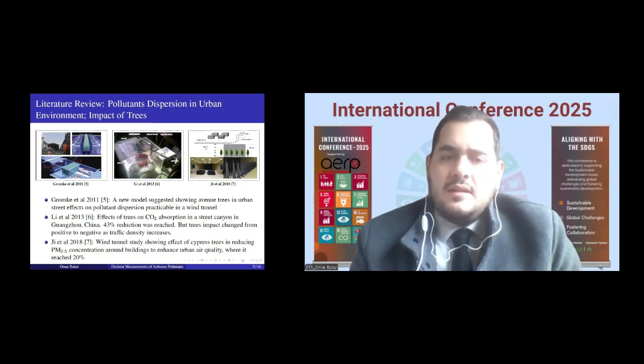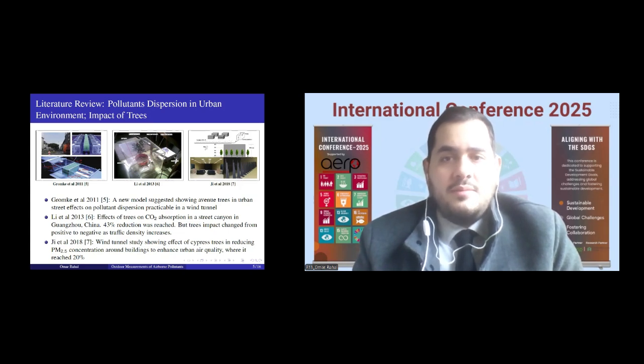For the last one, a wind tunnel study was done to show the effect of cypress trees in reducing fine particulate matter around buildings, and they showed a 20% reduction. And just to note, fine particulate matter is very dangerous, and it can go inside our lungs, and the body can do nothing about it. So reducing it from the environment is very helpful.